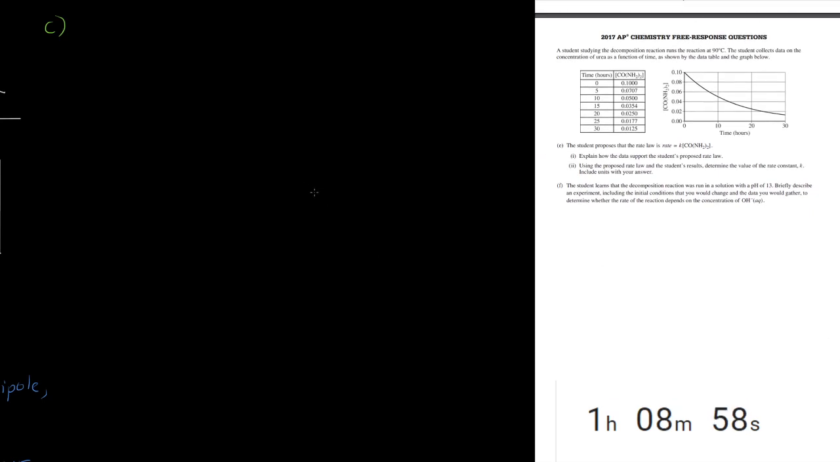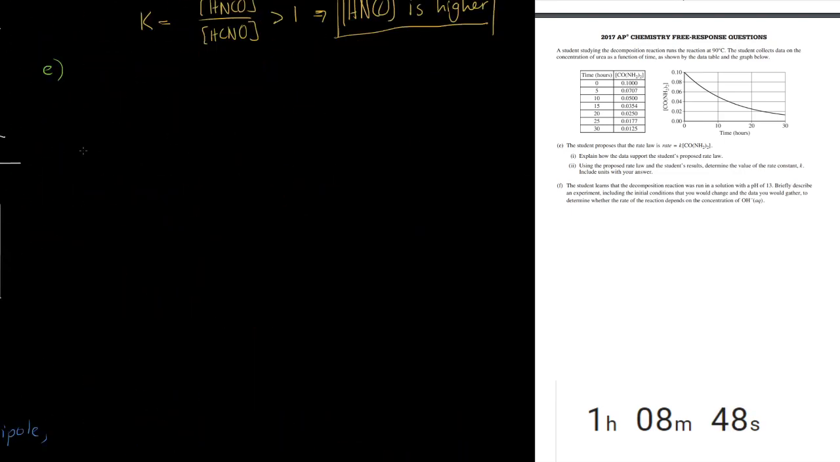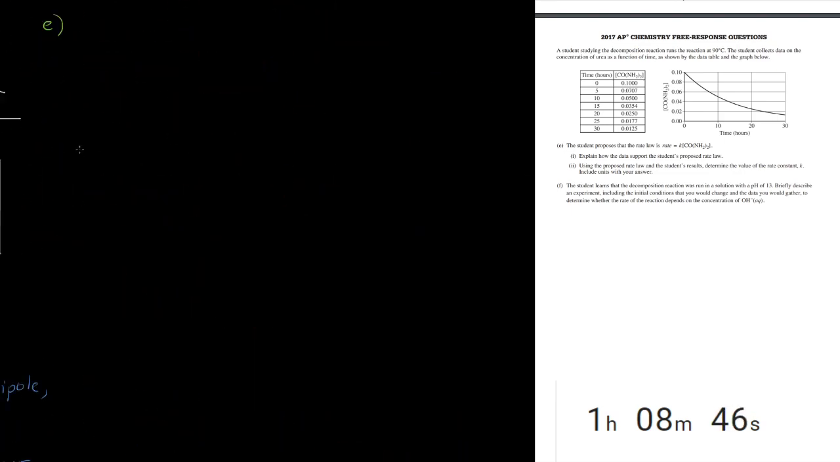So let's justify this in terms of the data. And why did I write C? This is E. I can just fix that in hindsight. Well, I can't really. Did I write the other ones correctly? Yeah, I have C, D, and E. Okay, cool. So they propose that it's k times this. All right. Explain how the data support the student's proposed rate law.